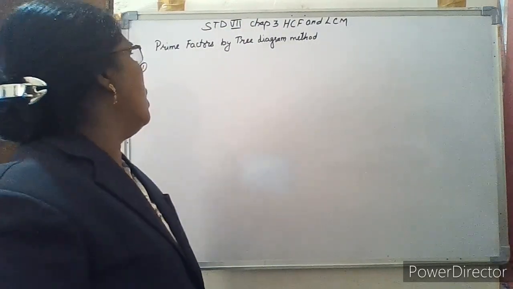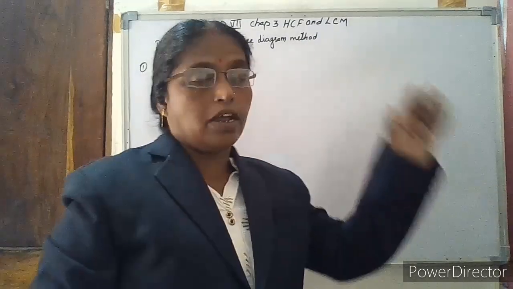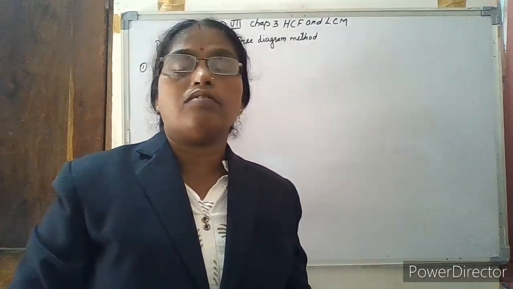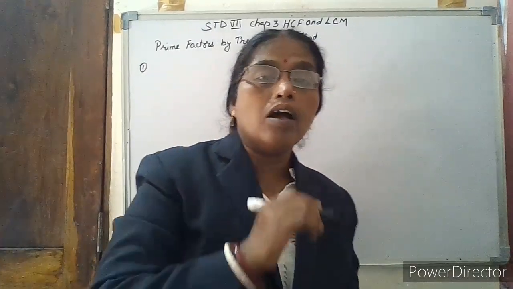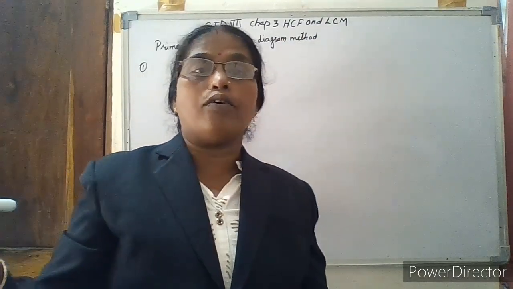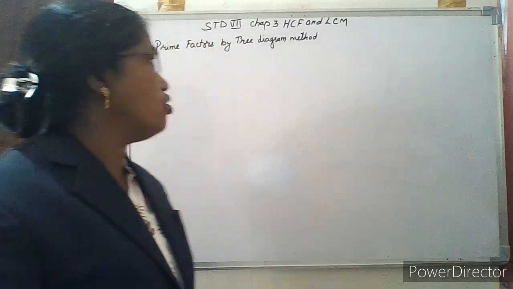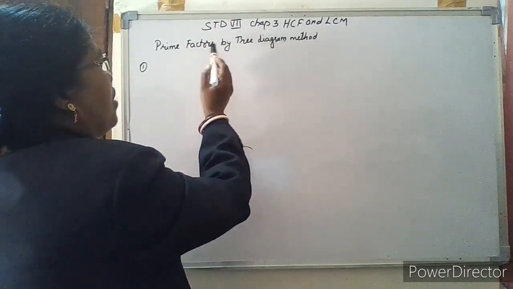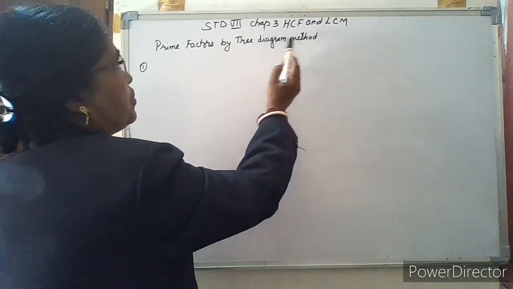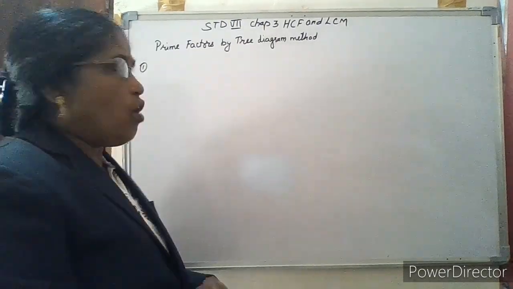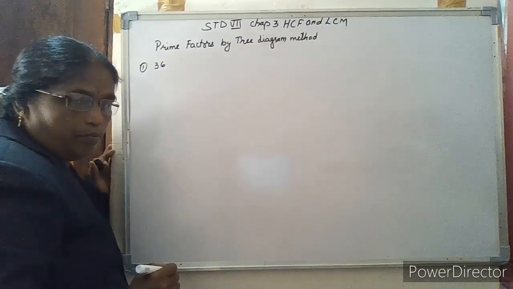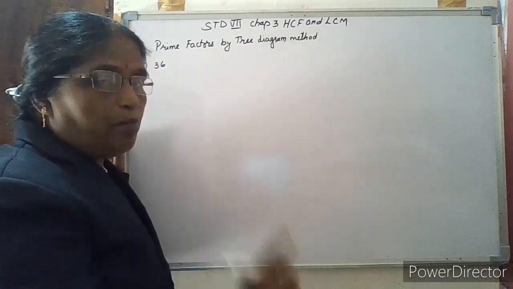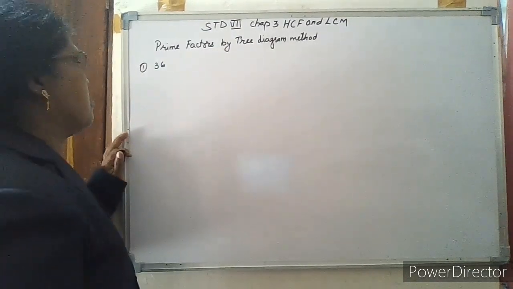Today we are going to learn prime factors by the tree diagram method. In the previous class you learned to find prime factors by the vertical method and horizontal method. So today we are going to learn to find prime factors by the tree diagram method. I will take an example. Suppose I take 36. You have to find the prime factors of 36.